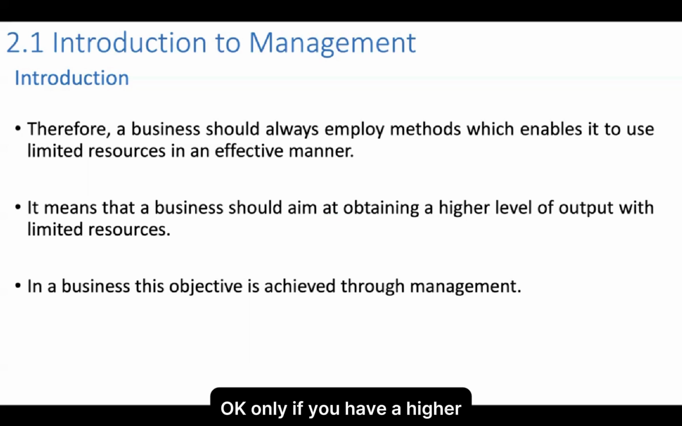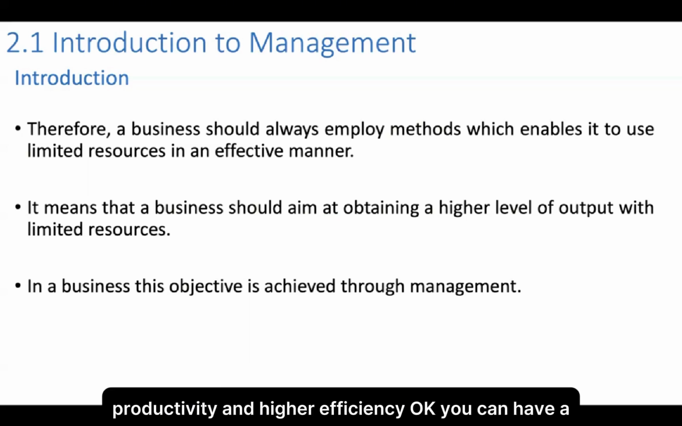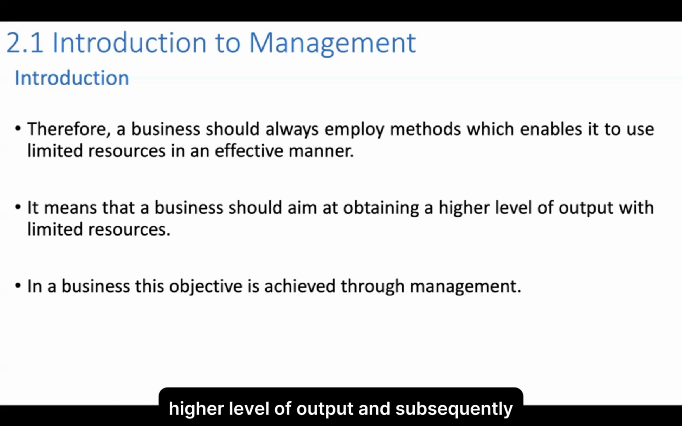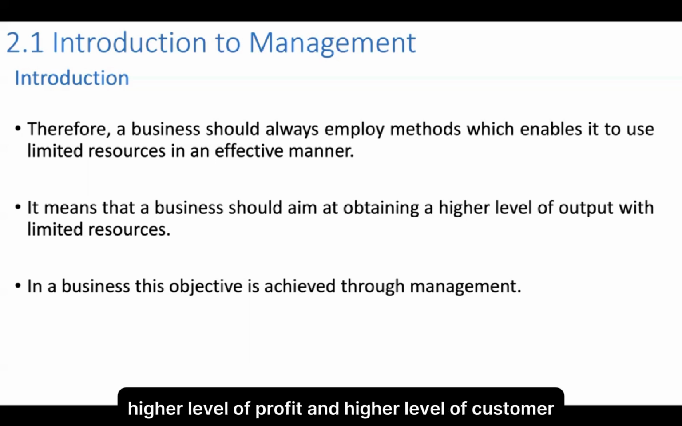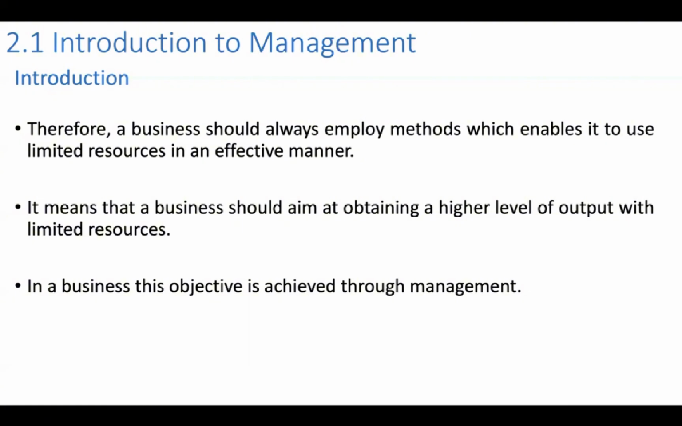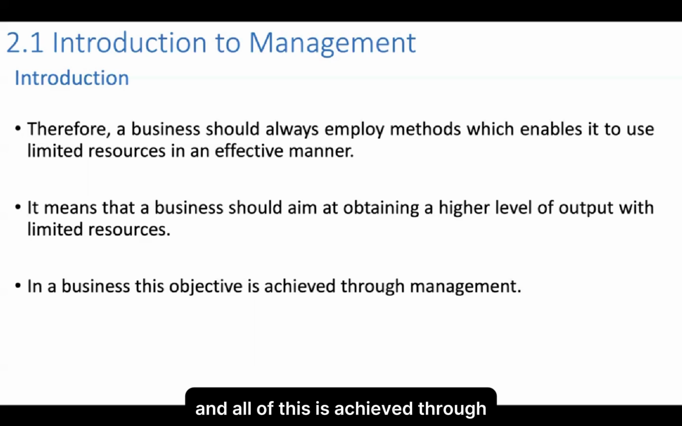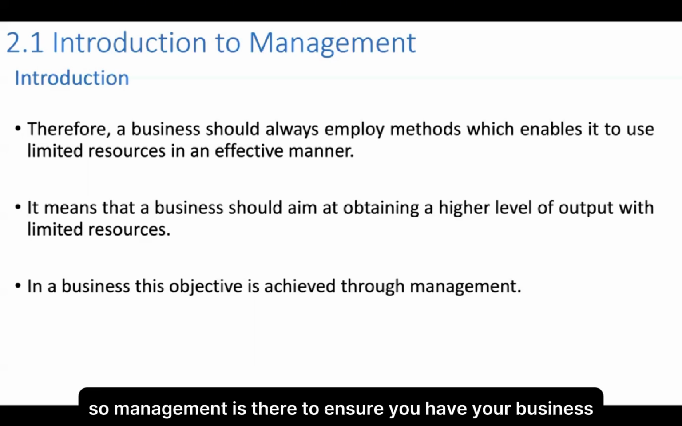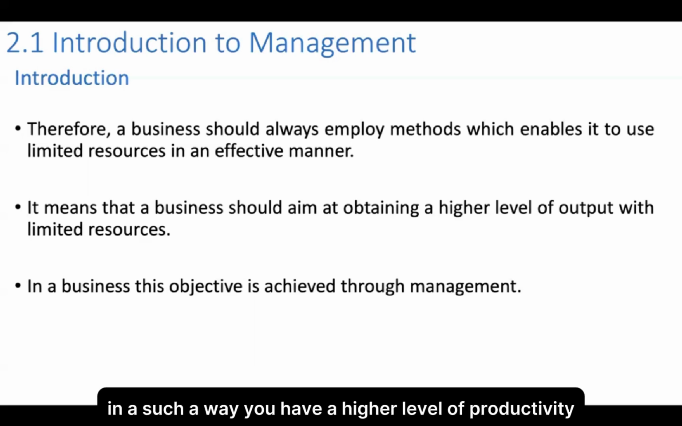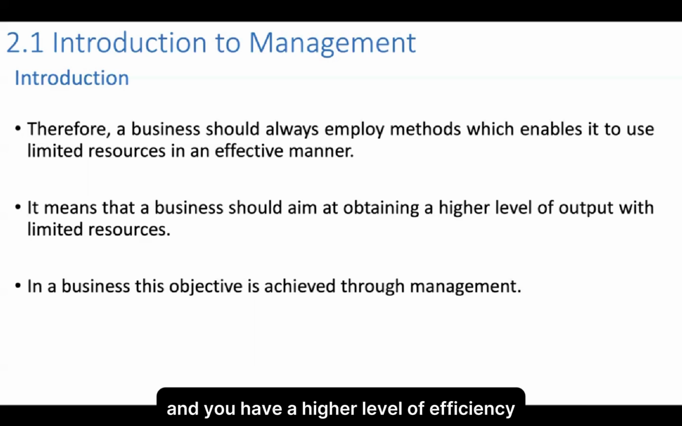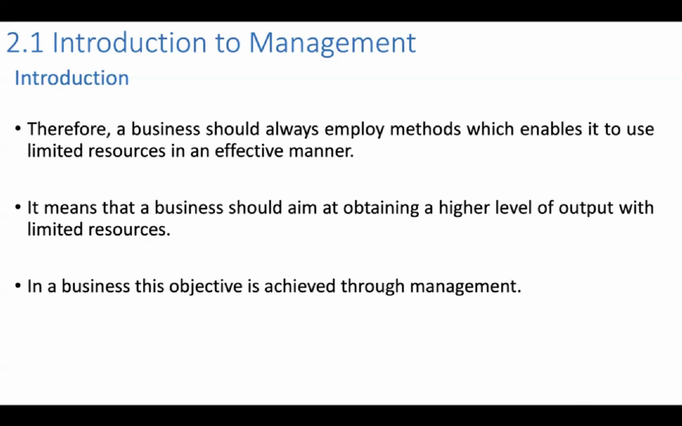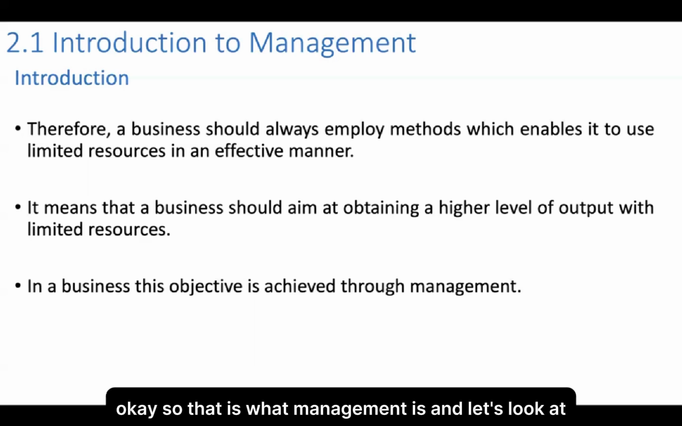Okay, only if you have a higher productivity and higher efficiency can you have a higher level of output and subsequently a higher level of profit and a higher level of customer satisfaction. And all of this is achieved through management. So that is the importance. Management is there to ensure you have your business operated in such a way that you have a higher level of productivity and a higher level of efficiency. Okay, so that is what management is.